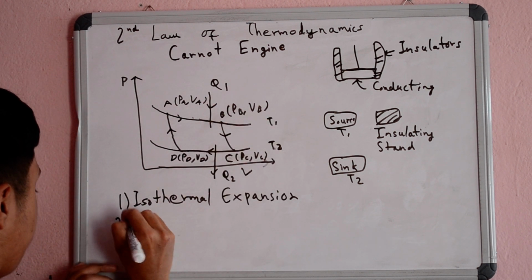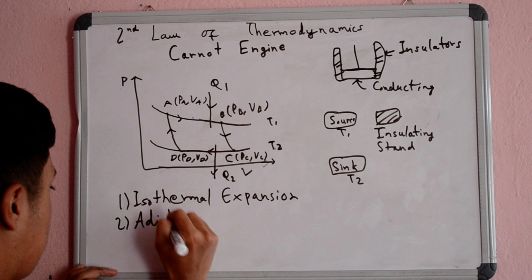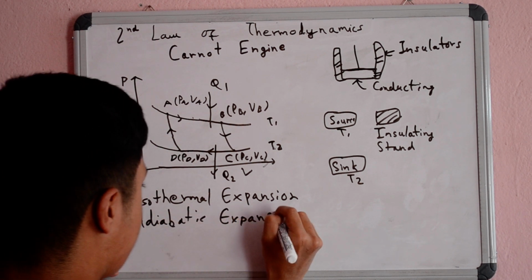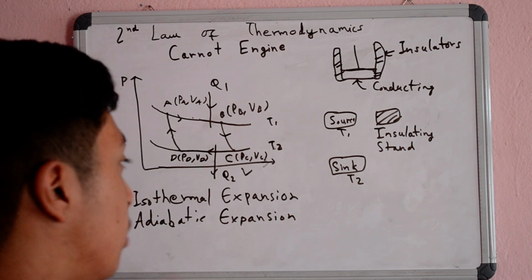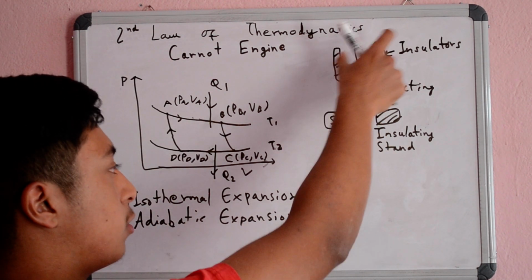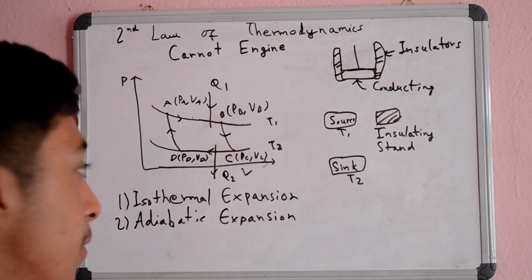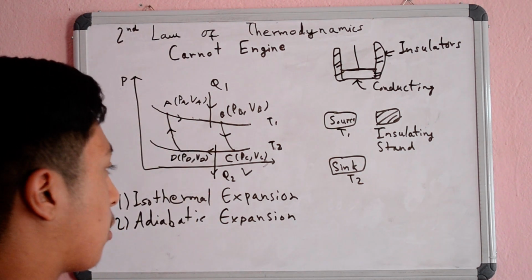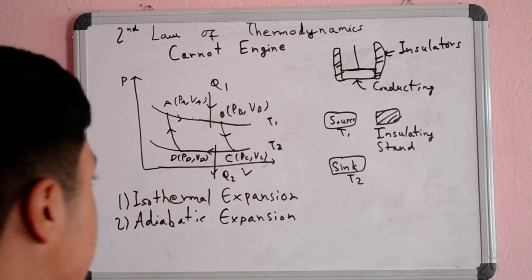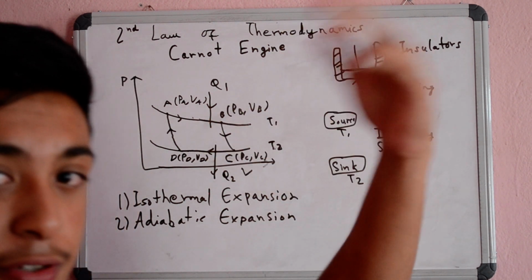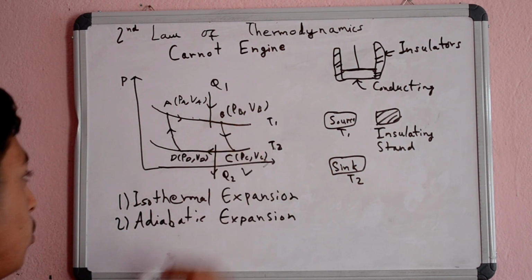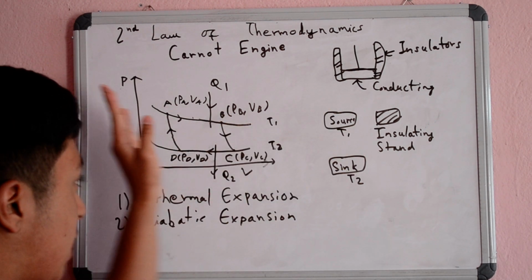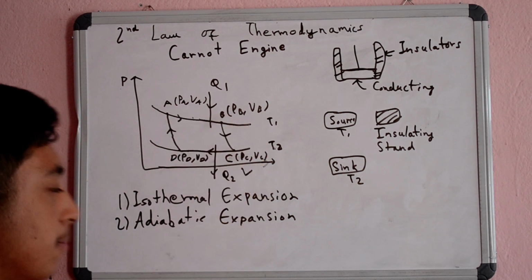Now, in the second step, it is known as the adiabatic expansion. So in this step, the cylinder is taken off the source and onto the insulating stand. So here, even though any heat isn't being applied to it, the compressed or the expanded molecules still expand without the presence of heat. So it goes to temperature T2, so the temperature decreases while still expanding a little bit from B to C.